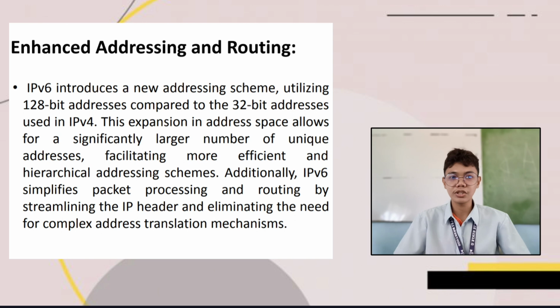So, IPv6 uses longer addresses, 128 bits compared to 32 bits in IPv4, allowing for many more unique addresses. This makes addressing more efficient and simplifies routing by making the IP header less complex and eliminating the need for complicated address translation.